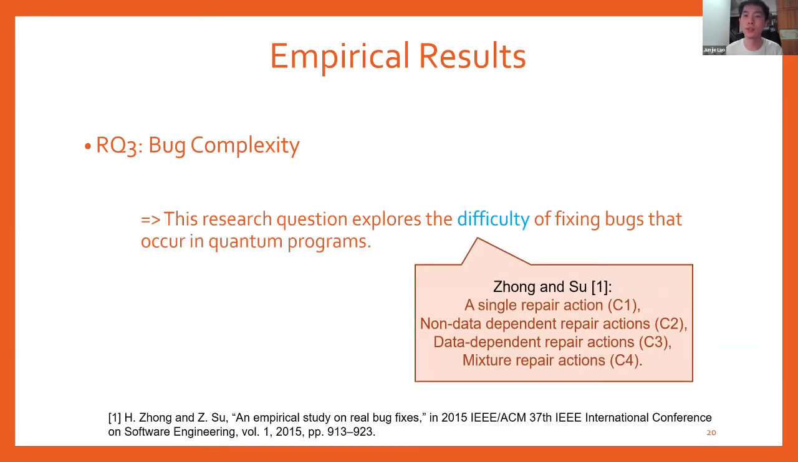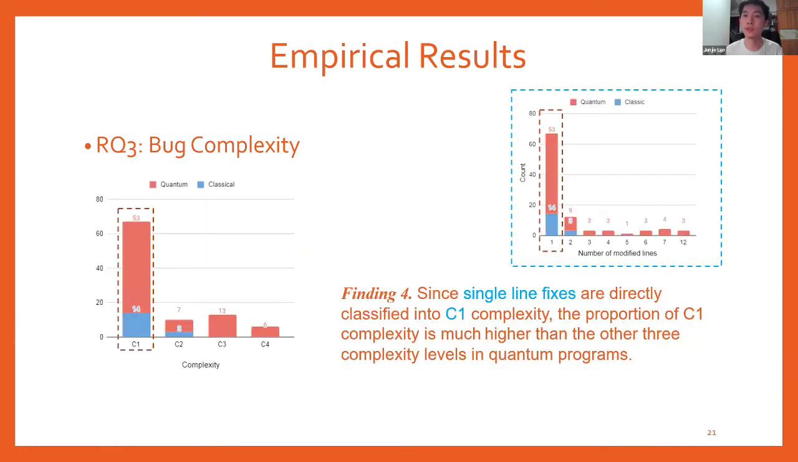The third research question explores the difficulty of fixing bugs that occur in quantum programs. Here, we refer to the 4 levels of fault complexity proposed by Zheng and Su: a single repair action, non-data-dependent repair actions, data-dependent repair actions, and mixture repair actions. This picture shows the distribution of complexity, and we can get finding 4.